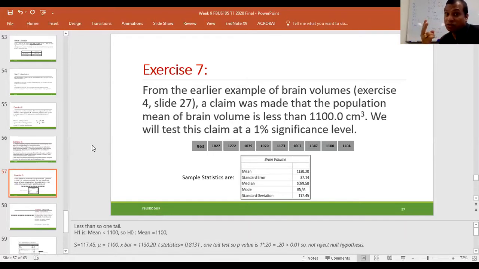In the last two exercises we did two-tail cases. But in this question it is clearly mentioned in the claim that it is a one-tail test, because the brain volume is less than 1100 centimeter cube. And we will test this claim not at 95%. This time it is a 1% significance level. So what is the alpha value here? Instead of 0.05, alpha is 0.01.